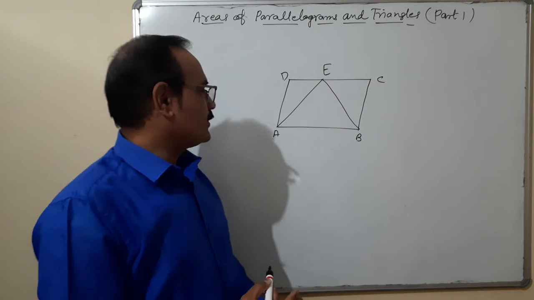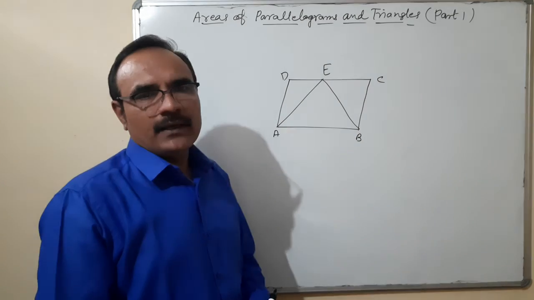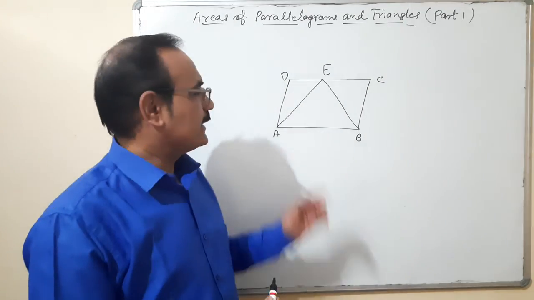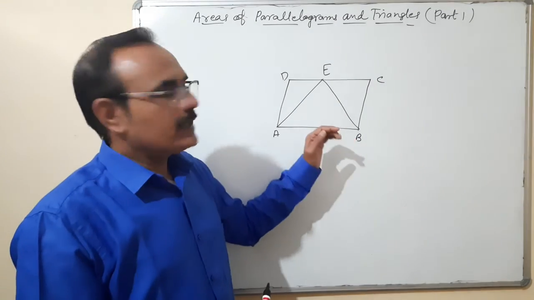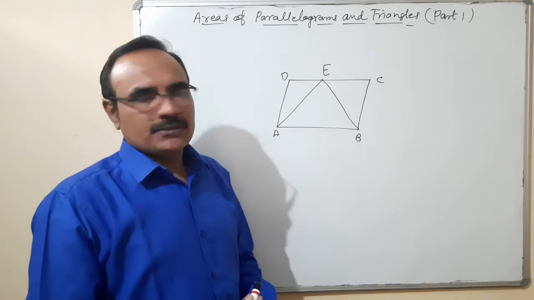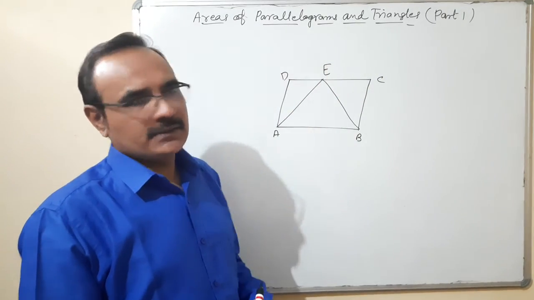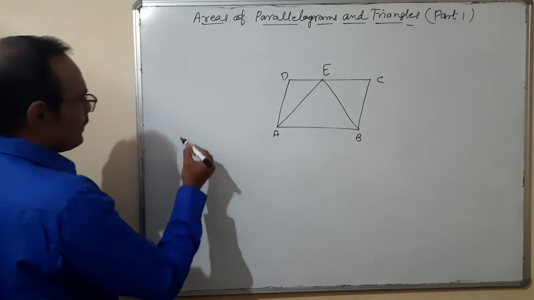If you see carefully, for parallelogram ABCD and triangle ABE, one thing is common: both figures are on the same base, that is AB. They are on the same base AB, and they are between two parallels AB and DC. So their bases are the same and they are between two parallels, parallelogram and triangle.